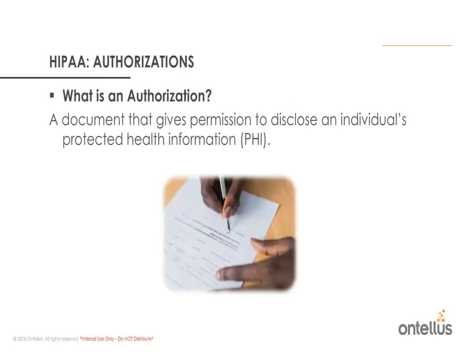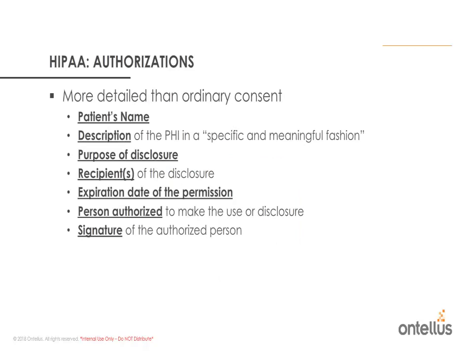One of the methods of lawful disclosure of PHI would be through an authorization. An authorization is a document that gives permission to disclose an individual's protected health information, or PHI. You may have encountered an authorization yourself whenever the doctor's office required you to sign a document when you wanted a copy of your own medical records. Now, authorizations are more detailed than ordinary consent.